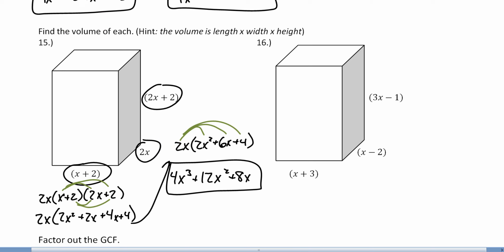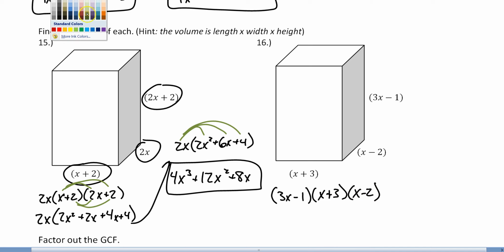This one, same kind of thing. Doesn't matter what order we do these in, so I'm just going to write down 3x minus 1 times the x plus 3 times the x minus 2. Again, I can do this in any order. I prefer to start with anything that looks a little simpler. So like here, I'm going to do the x plus 3 times the x minus 2. Not that I have to start with that. I can start with any one of these two, but I just have to take it a step at a time. So here I'm going to do my distributive property.